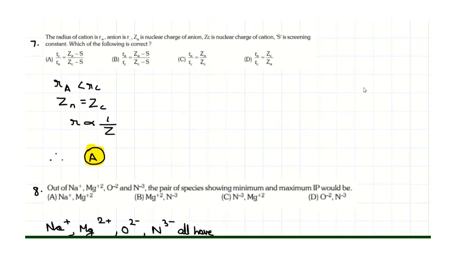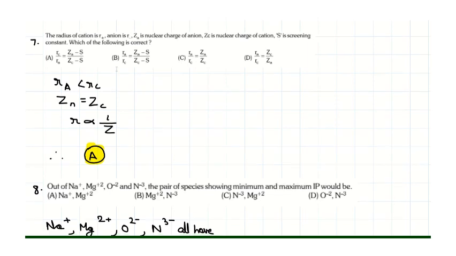In the seventh question, radius of cation is R plus, radius of anion is R minus, Za is the nuclear charge of anion and Zc is the nuclear charge of cation. If S is the screening constant, we need to find which relation is correct. We know that the radius is directly proportional to the charge and the radius is inversely proportional to the atomic or nuclear charge. Thus option A would be correct. We know that Z effective is equal to initial nuclear charge minus screening effect. Thus it has to be minus here and not plus.